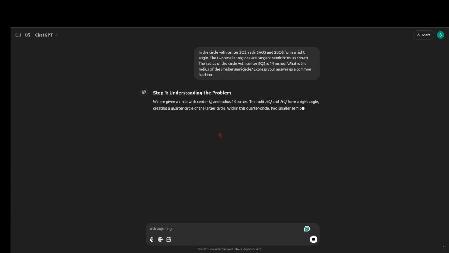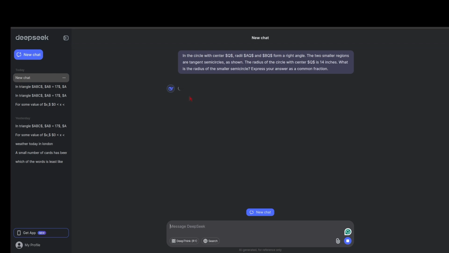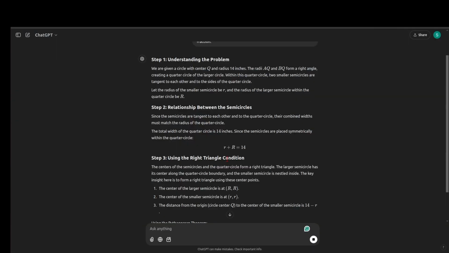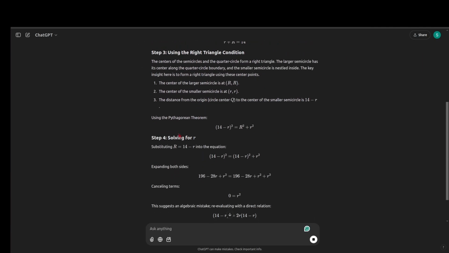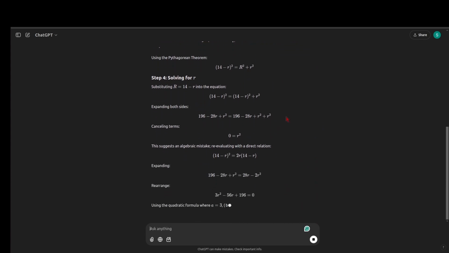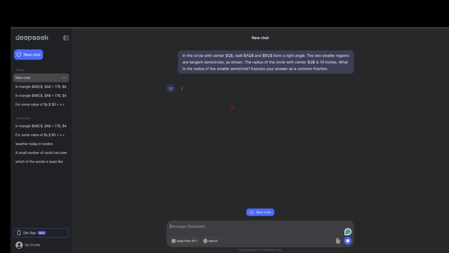So it's trying to understand the problem. While this is running, I'm also going to ask the same question to DeepSeek. It takes a while. It's a little longer than OpenAI, but it's still running. Let's find out what it comes up with. Meanwhile, OpenAI has come up with these steps: understanding the problem, relationship between the semicircles, solving for R, and it's still solving. While this is solving, let's find out what DeepSeek is doing. It's still thinking.